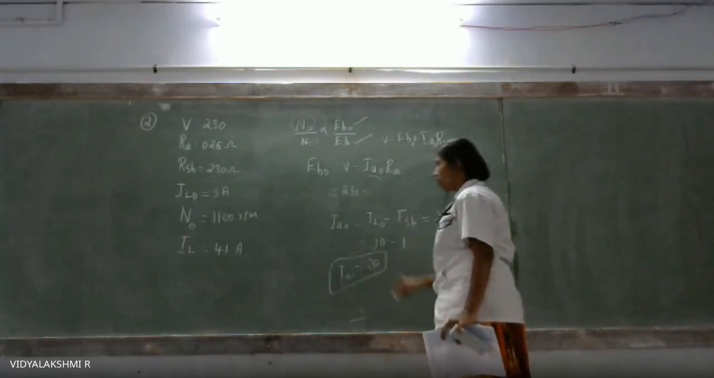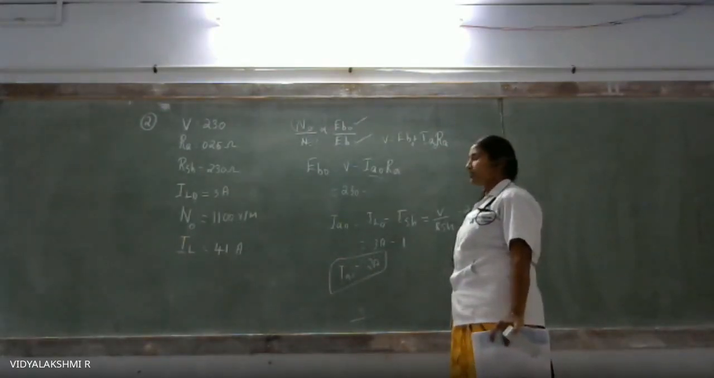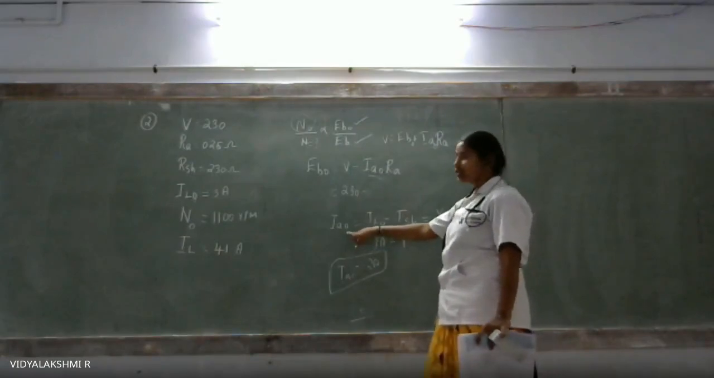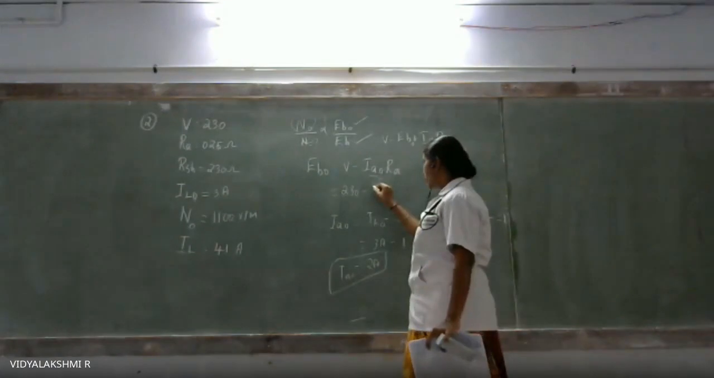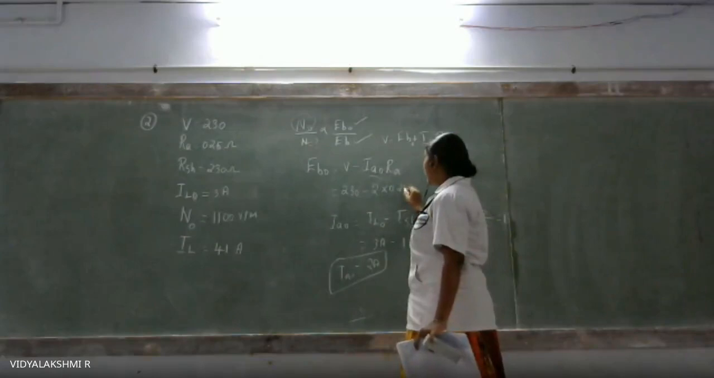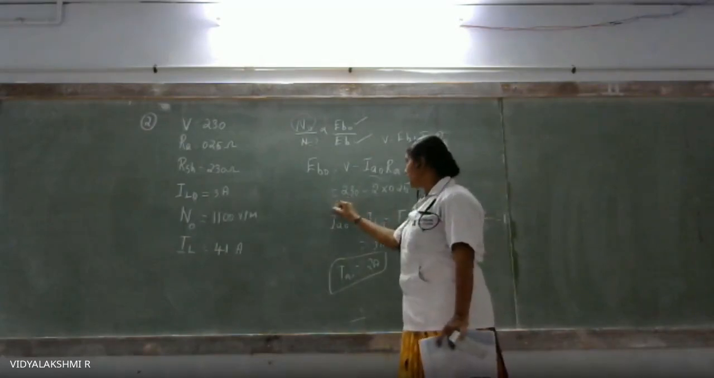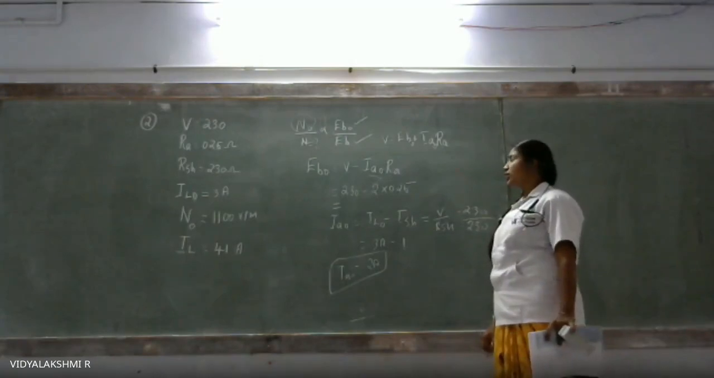I simply write it as no load to full load. I have termed no load as V naught. So IA naught is equal to IL naught minus ISH. We know that IA naught is equal to 2 and RA is 0.25. From this I can find out my EB value. What is EB? 230 minus 2 into 0.25.